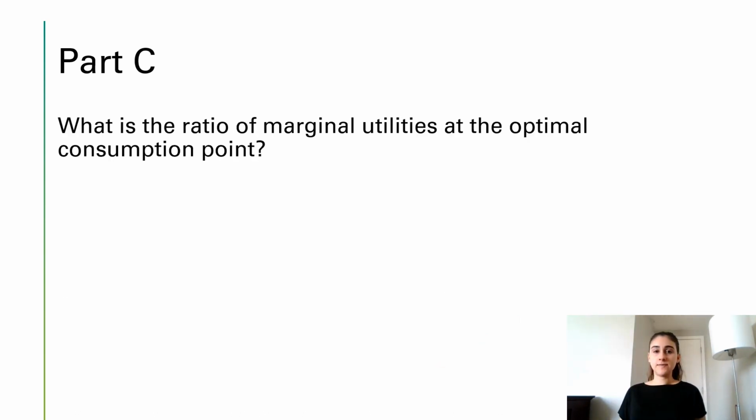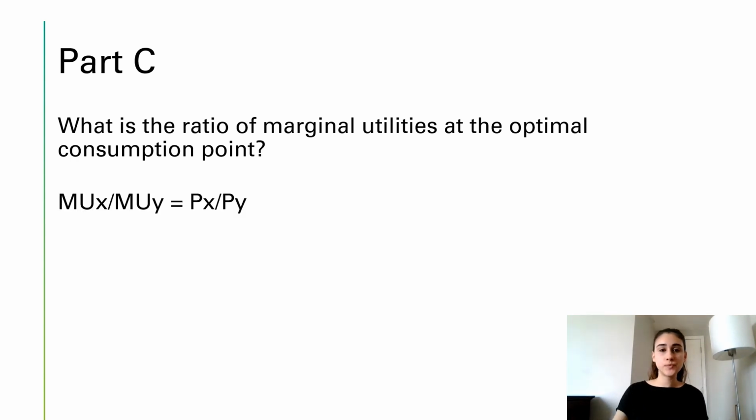Part C asks the following question. What is the ratio of marginal utilities at the optimal consumption point? Currently, we don't know what the price of X is or what the price of Y is, but we do know what the ratio will be at equilibrium because the following statement is true. At equilibrium, the ratio of marginal utilities must equal the ratio of prices. So the answer to this question is the ratio of prices.